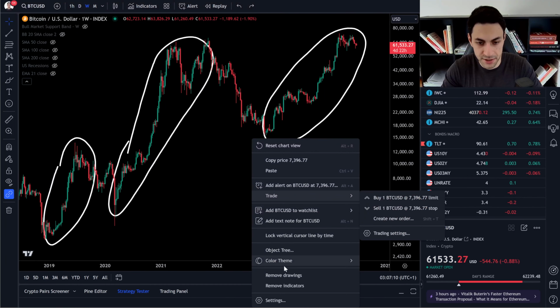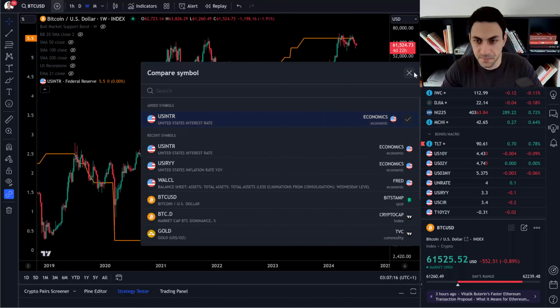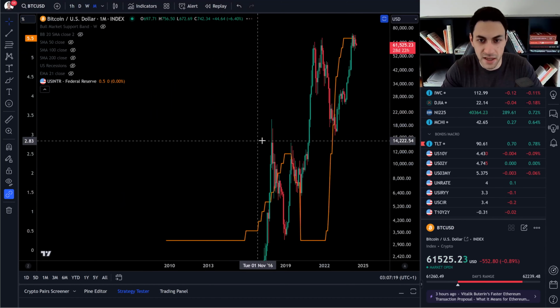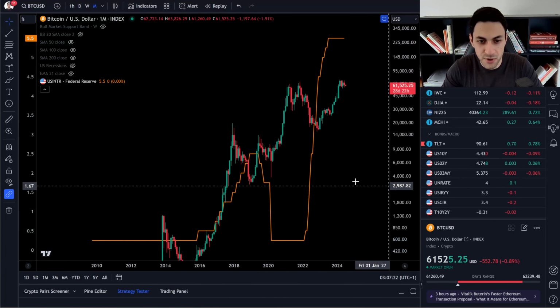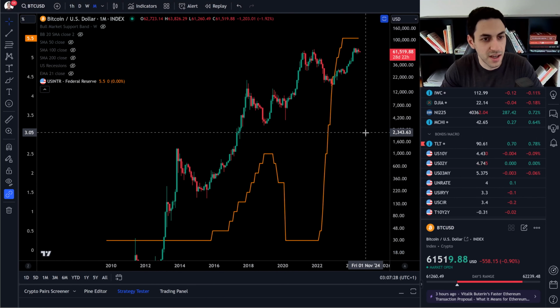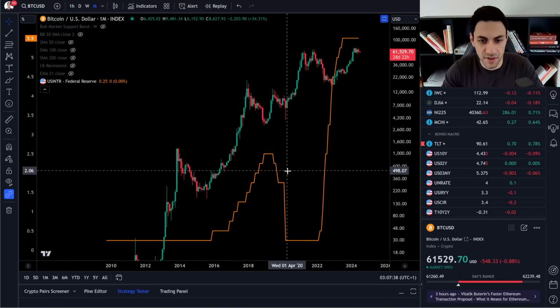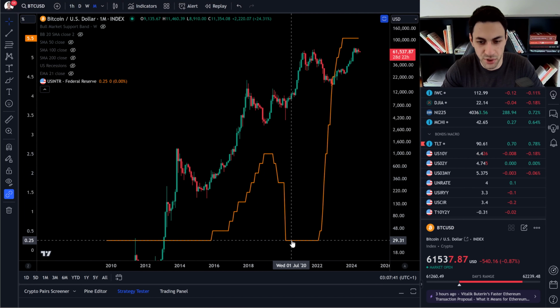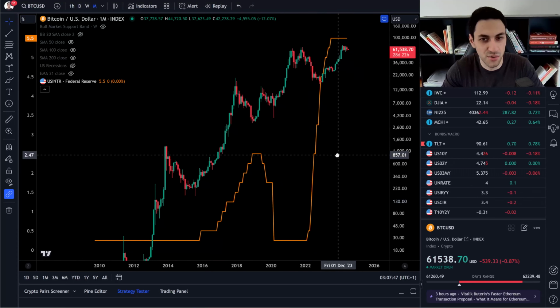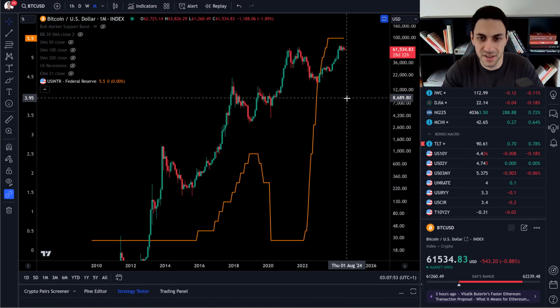Now let's get rid of the drawings and let's overlay the chart of federal funds rate. Monthly candles would make it easier to see the whole picture. Unfortunately, as you can see, during Bitcoin's short history, we only had 2 rate hiking cycles. One started back in 2015 and it ended during the COVID pandemic when we went down to 0.25%, basically the cheapest credit that we ever saw in the US. And the second one started in early 2022 and we are still in it.